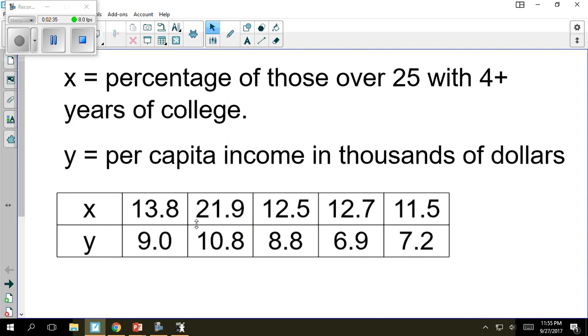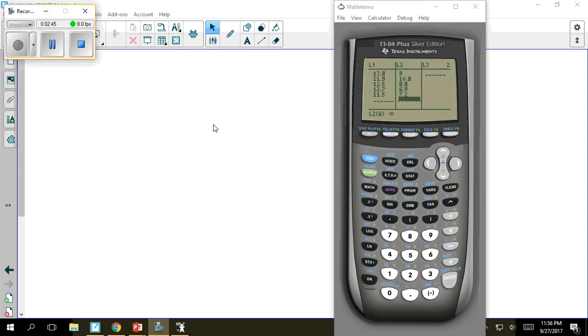Type these into your calculator, and let's see if you can do correlation. Pause the video, give it a shot. So now I'll walk you through it. I've typed the data into my calculator, and I'll walk you through the process of what we should do.